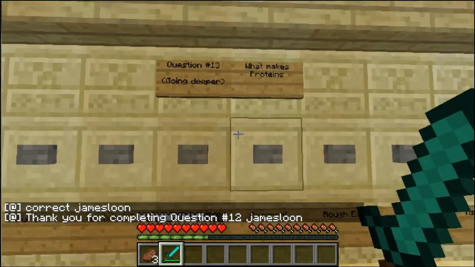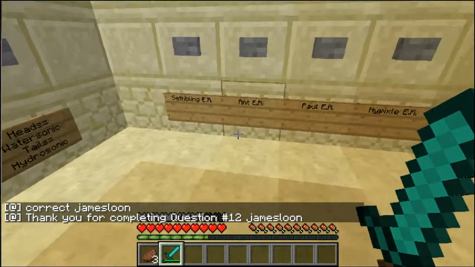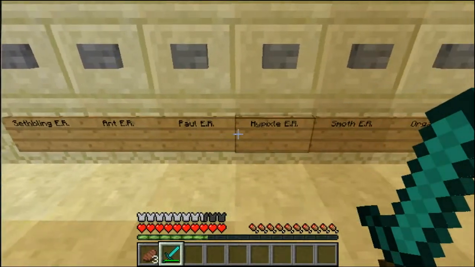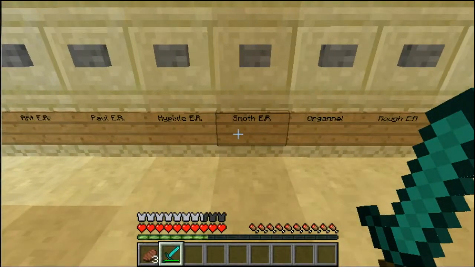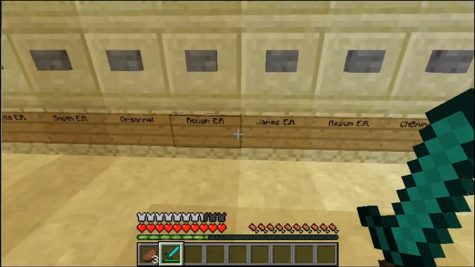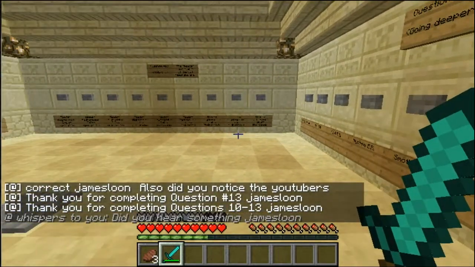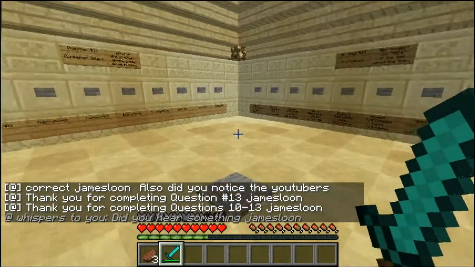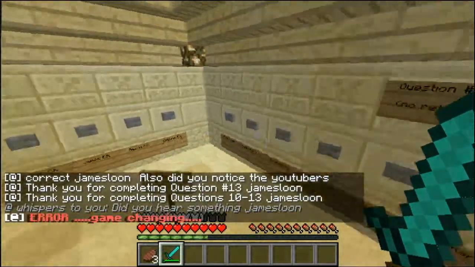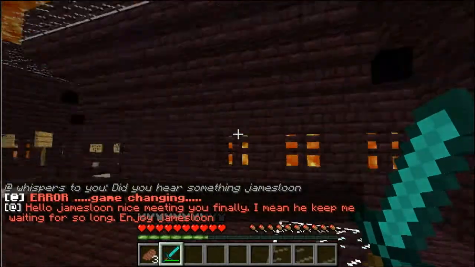Alright, and then question 13 is, what makes proteins? And this one's a really good, funny one because it's got all these different YouTubers on it. And this one is rough ER. This is where if you think spawning those kinds of mobs are difficult, you pretty much can guess what kind of mobs are going to spawn in here.